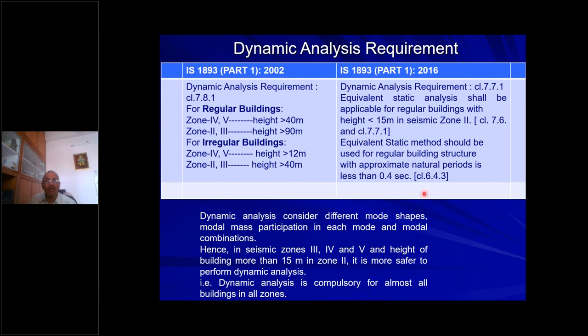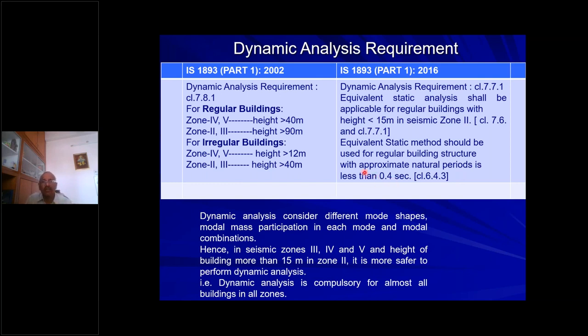That means, with this change, 15 meters is only around a 5-story building. Each story, let us say 3 meters, even if you take a 5-story building, up to that it is okay. But if it exceeds 5 stories, you have to go for completely dynamic analysis. That's what the code stipulates. And also, the equivalent static method should be used for regular buildings with approximate natural periods less than 0.4 seconds only. Earlier such a clause was not there.